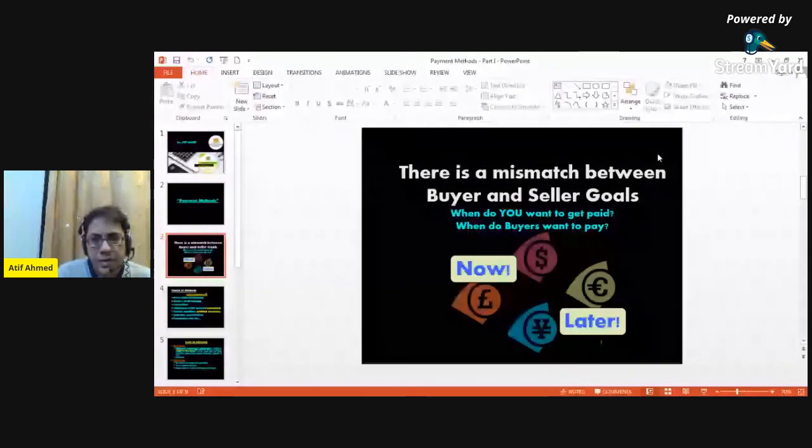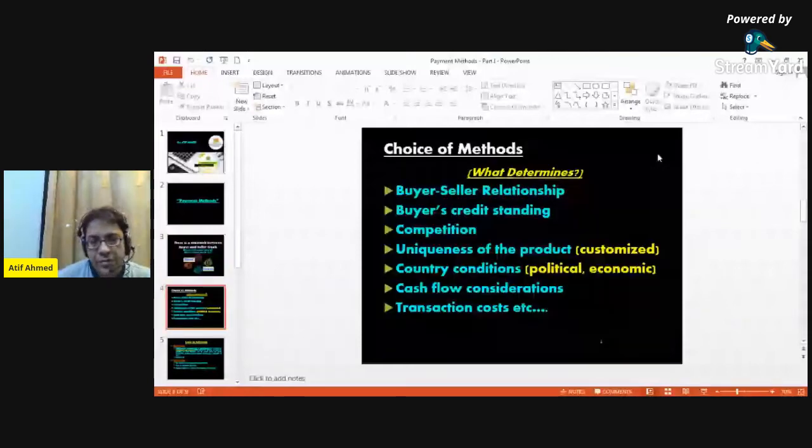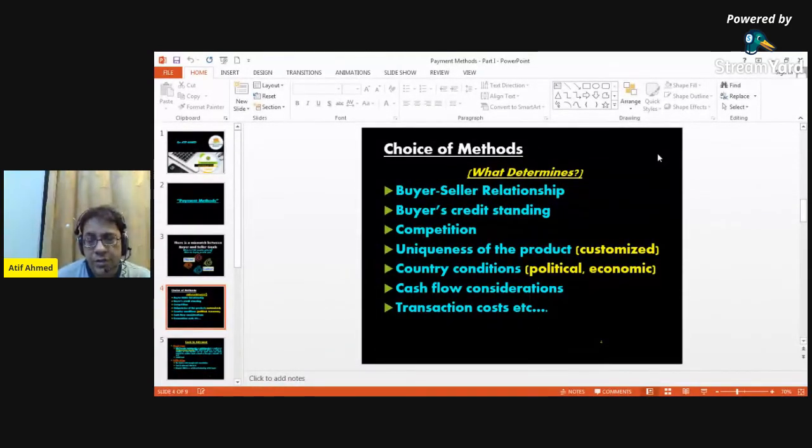Before I describe the details of the different methods involved in international trade, I will tell you there are different determinants through which one has to decide what method to adopt in the buyer-seller transaction. The first one is the buyer-seller relationship. If you have a customer of over 20 or 25 years, then you can adopt DP at sight. You can also give them credit for 90 days, 120 days as well.